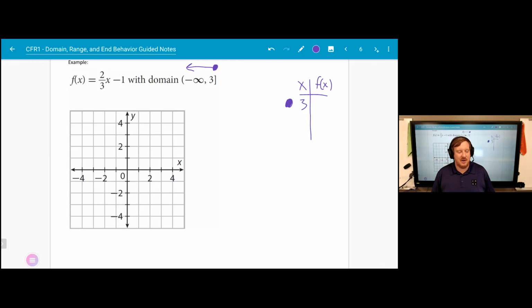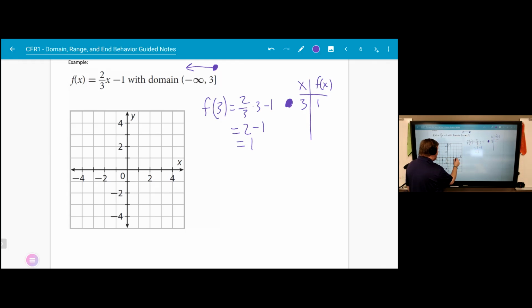Now that you've hit continue, let's finish this out. We need to find the value of the function. The f of 3 is 2/3 times 3, because that's x minus 1. 2/3 times 3 is 2, minus 1 is 1. So at 3 comma 1, I'm going to put a closed circle.